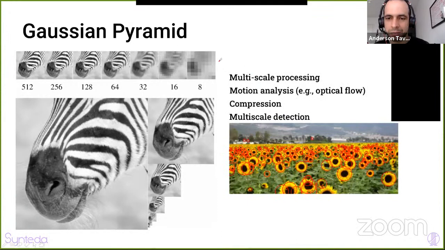And we have some applications here. So multi-scale processing, so detecting objects at different scales, motion analysis like optical flow. I'll talk about optical flow later, but it can use a Gaussian pyramid instead. Also compression. If we have features that can be found in smaller or bigger scales, we can use that to compress the image, and multi-scale detection. So we can also detect objects if they are really close or far from the camera.